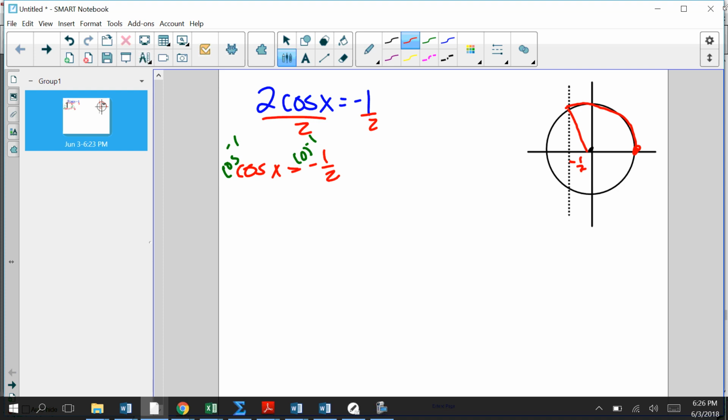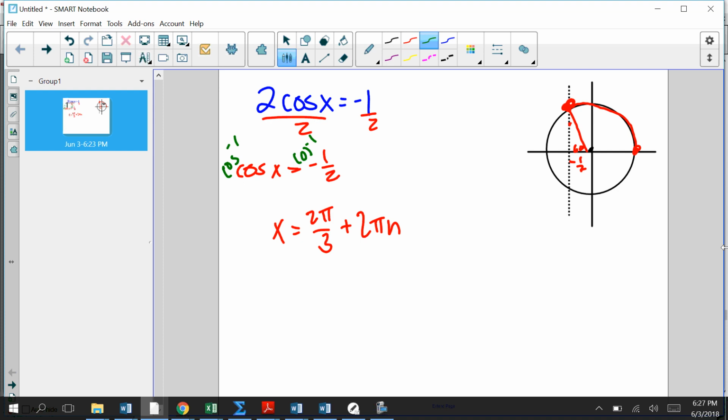Now, what's really nice is this is still one of our 30, 60, 90 triangles. Here's my 60, my 30 up here. If I want to go in radians, this is 2 pi over 3. 120 degrees, 2 pi over 3. Now, just like we have with inverse sine, if I go around a circle again, a period distance away, I'm going to land in that same spot.